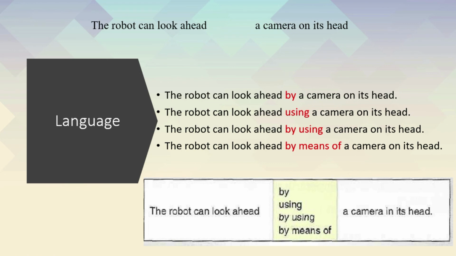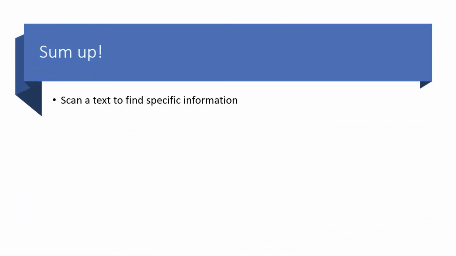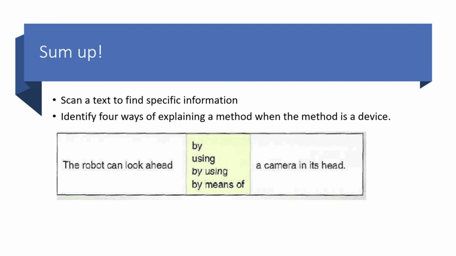Now let's wrap up our lesson. We scanned a text to find specific information, and we said the best way to scan is to follow some steps, and we had 4 steps. 1, know what you're looking for, identify your keyword, search the text, and then read the surrounding text where you find the keyword. And then we identified ways of explaining a method when the method is a device. This table is a summary of what we did. So you can use by, by using, and by means of.